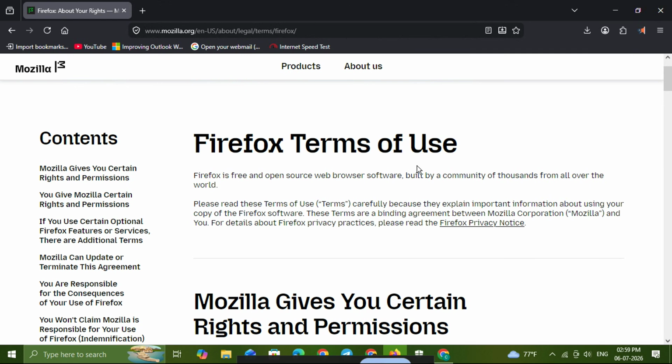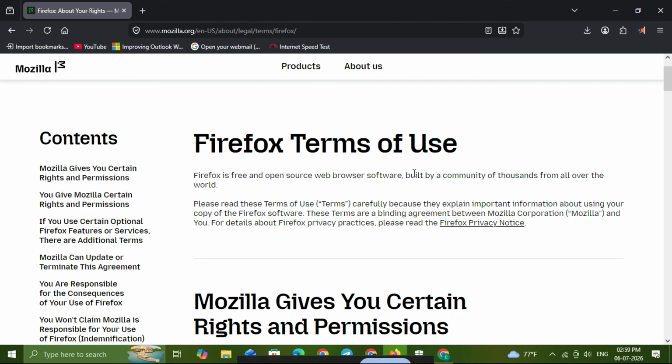If you want the simplest summary, here it is. Firefox terms of use are Mozilla's legal terms for using the browser. They explain what Mozilla needs permission to do in order to make Firefox function, and they clarify your rights as a user. After user feedback, Mozilla updated the language to make it clear that you still own your content and that data processing is limited to what's necessary for the browser and covered by the privacy notice.